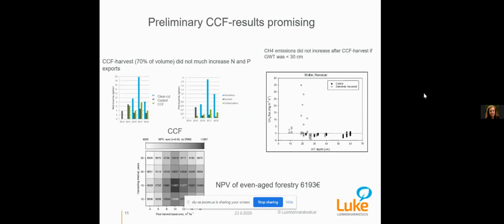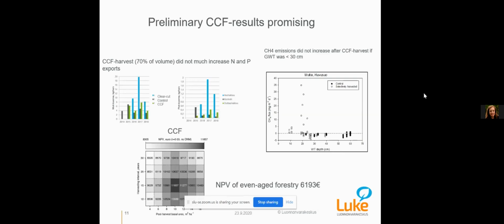We have, for example, investigated nutrient exports following continuous cover harvest and compared it to clear felling. And as you can see, the exports after continuous cover harvest are significantly lower compared to this clear cut. This is our first site studying these nutrient exports.